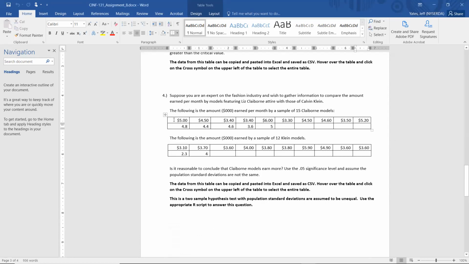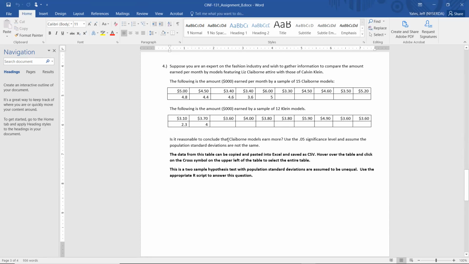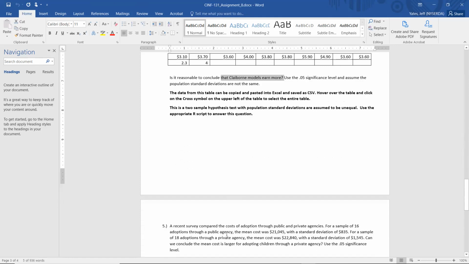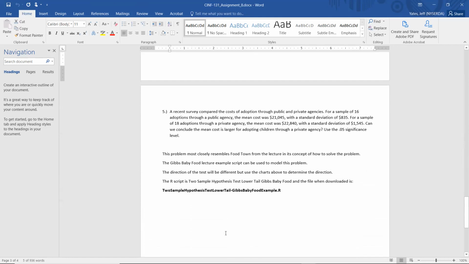So again, we can copy all of that data and paste it in and then transpose it. All right. Okay. Take it from horizontal to vertical and then put a column heading of Claiborne on it and then do the same with Klein. All right, and here, Claiborne models earn more. So it'll be H0: mu Claiborne greater than mu Klein. All right, and then here is a very easy one.